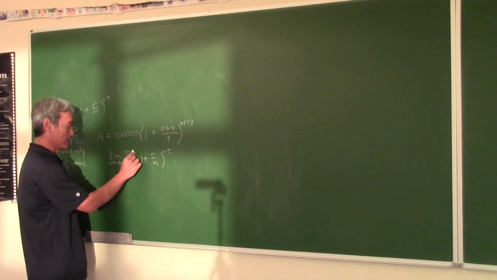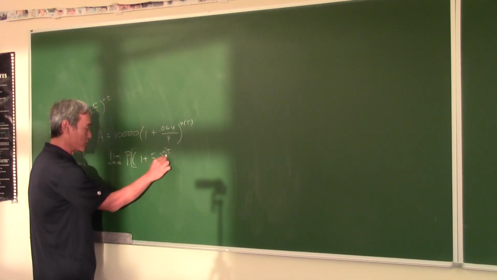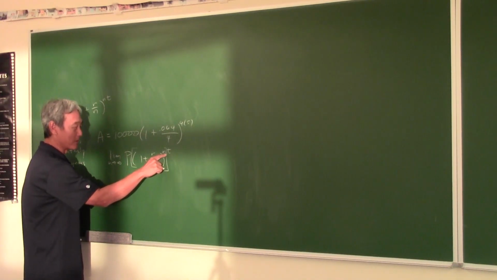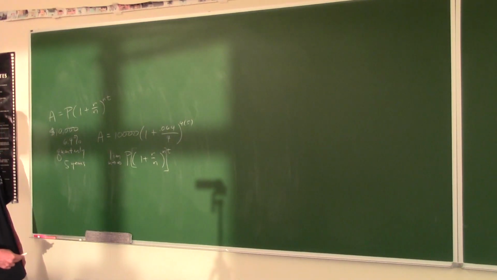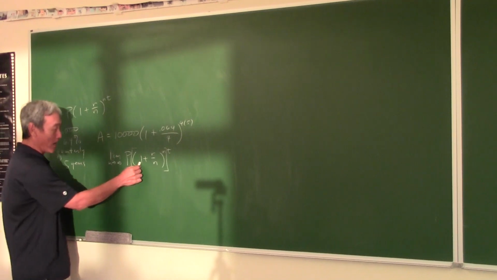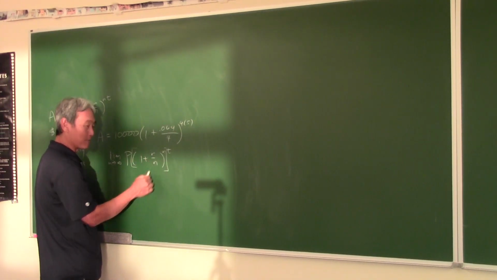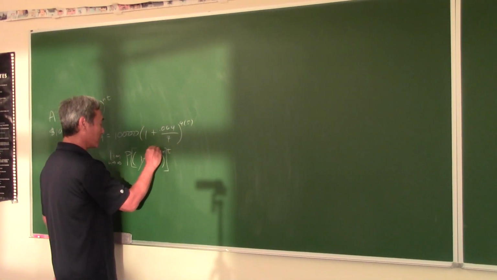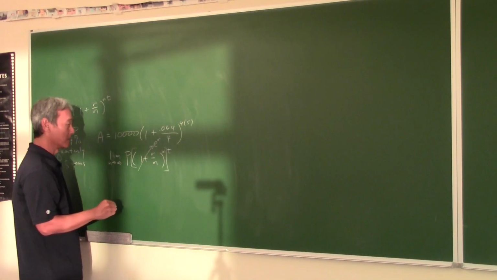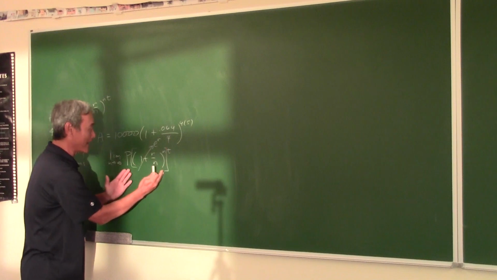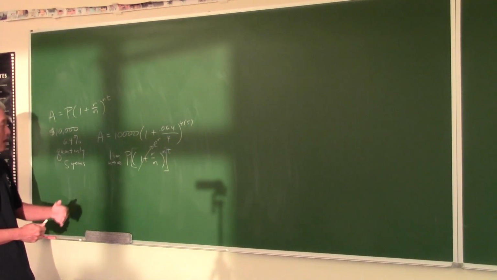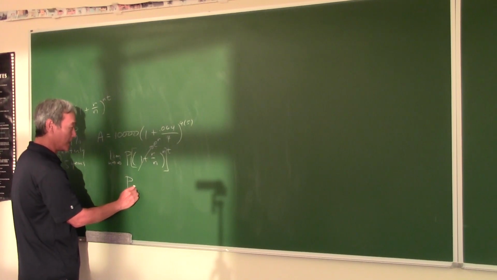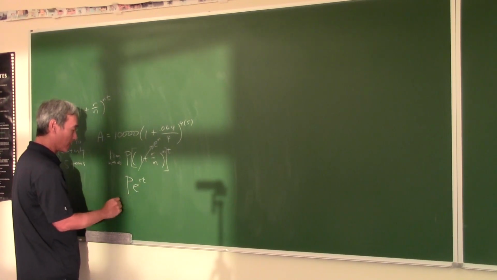Well, look at this. What if we put the brackets like that? Because when it's outside the parentheses, you're going to multiply the exponents anyway. And then what do you know? 1 plus r over n to the nth power. If you take the limit as n approaches infinity, that goes to e to the r. So if the thing in the brackets gets closer and closer to e to the r, then the whole thing will get closer to P times e to the rt power.